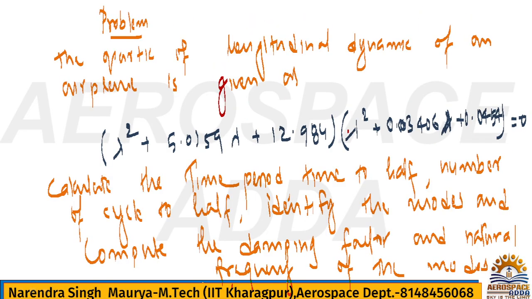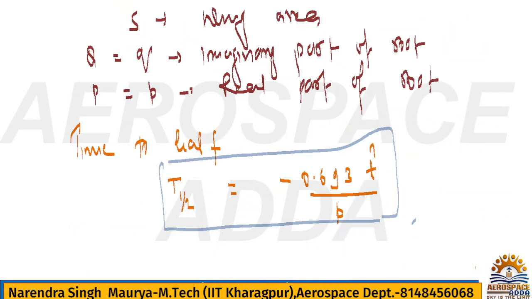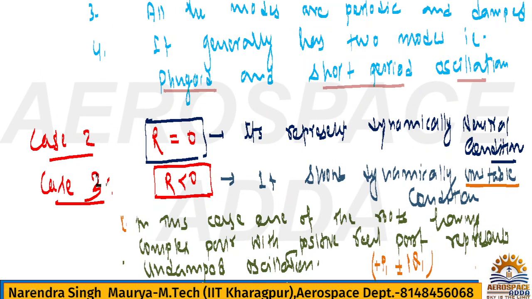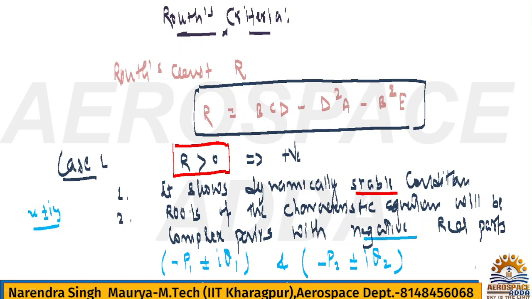Then start comparing with the standard equation, and calculate all the coefficients A, B, C, D. Once you have calculated A, B, C, D, go for the Routh constant and check the R value. Whether R is positive, negative, zero, or whatever the condition, just find it out. Suppose you are getting the Routh constant R greater than 0, meaning a positive value, then this is very clear. It is dynamically stable.